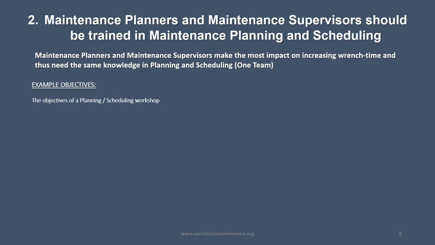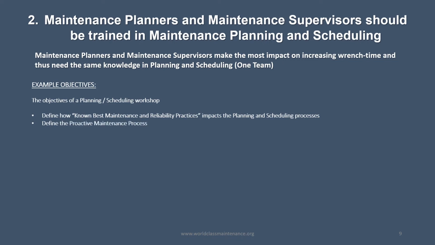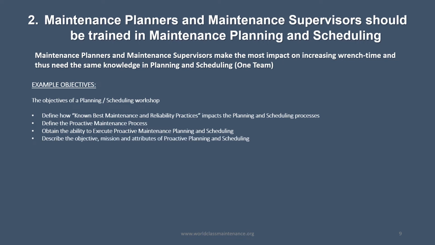An example of objectives for a planning and scheduling workshop: define known best maintenance and reliability practices, impacts, planning and scheduling processes. Define the proactive maintenance process. Attain the ability to execute proactive maintenance planning and scheduling. Describe the objective, mission, and attributes of proactive planning and scheduling. And then plan and schedule through numerous hands-on exercises.